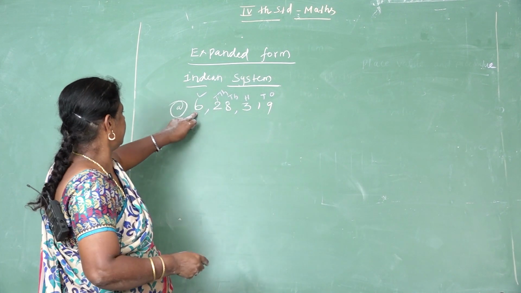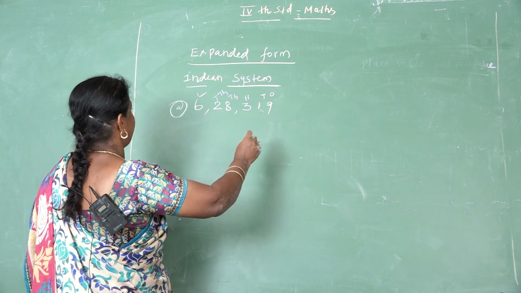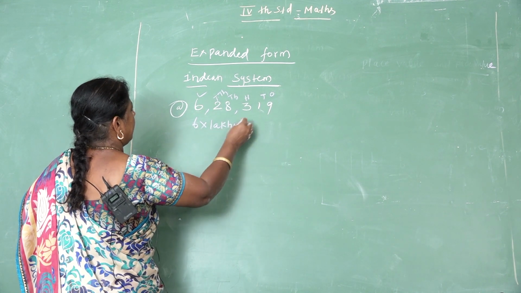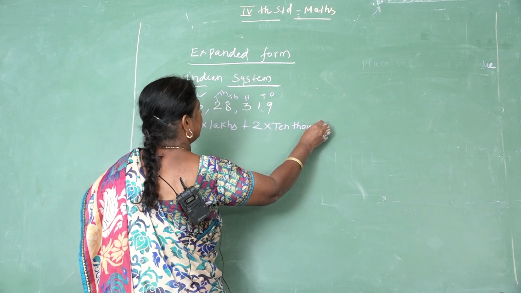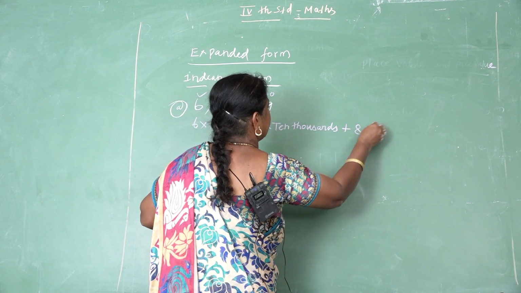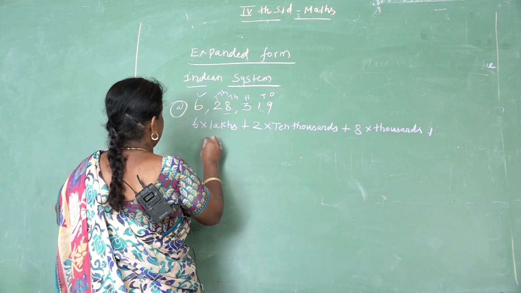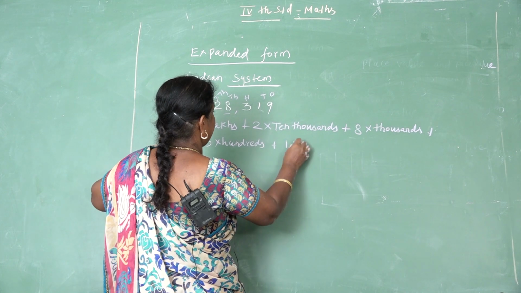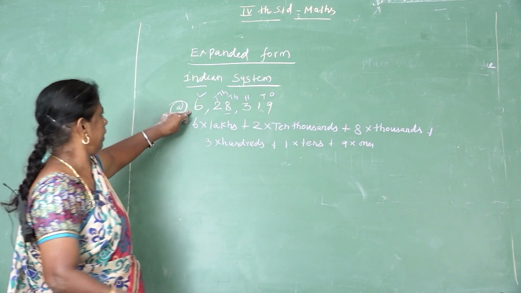Here, see the number 6,28,319. Now write the expanded form. So 6 into lakhs, plus next 2 into 10,000, next 8 into 1000s, next 3 into 100s, next 1 into 10s, plus 9 into 1s.